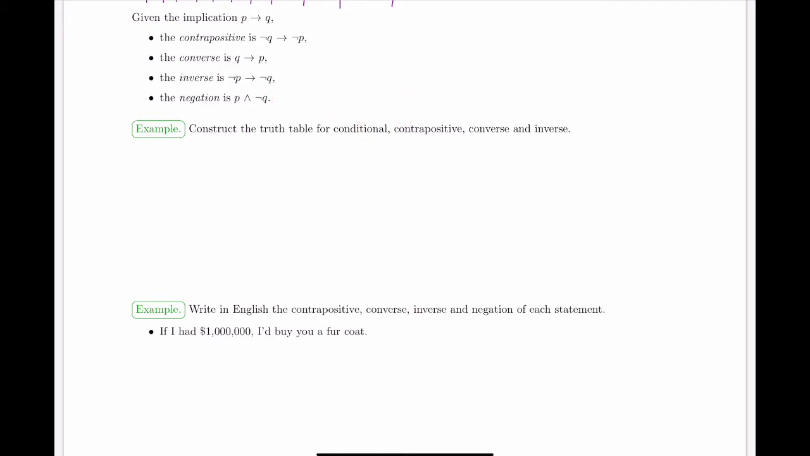Now, it is interesting to explore the relationships between these four: implication, contrapositive, converse, and inverse. The negation, of course, is going to be just the exact opposite of the original. But amongst four of these, the question to ask is, are any of them logically equivalent or maybe logically opposite of each other? Now, there are two ways of going about seeing whether that's the case. We can construct the truth table, which is what this example is asking for, or we can apply logical equivalence rules from a few pages back.